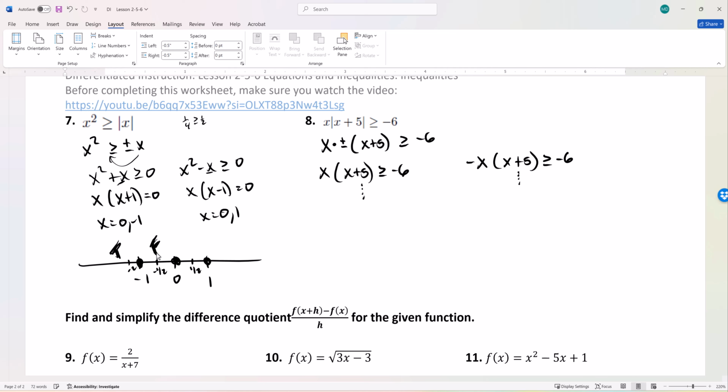If I plug in positive 1/2, that gives you 1/4 again. Is that greater than or equal to 1/2? That's false. But then if I have 2, 2 squared is 4. Is 4 greater than 2? That is true. So this is my answer. And so that's negative infinity to negative 1, union 0, union 1 to infinity.